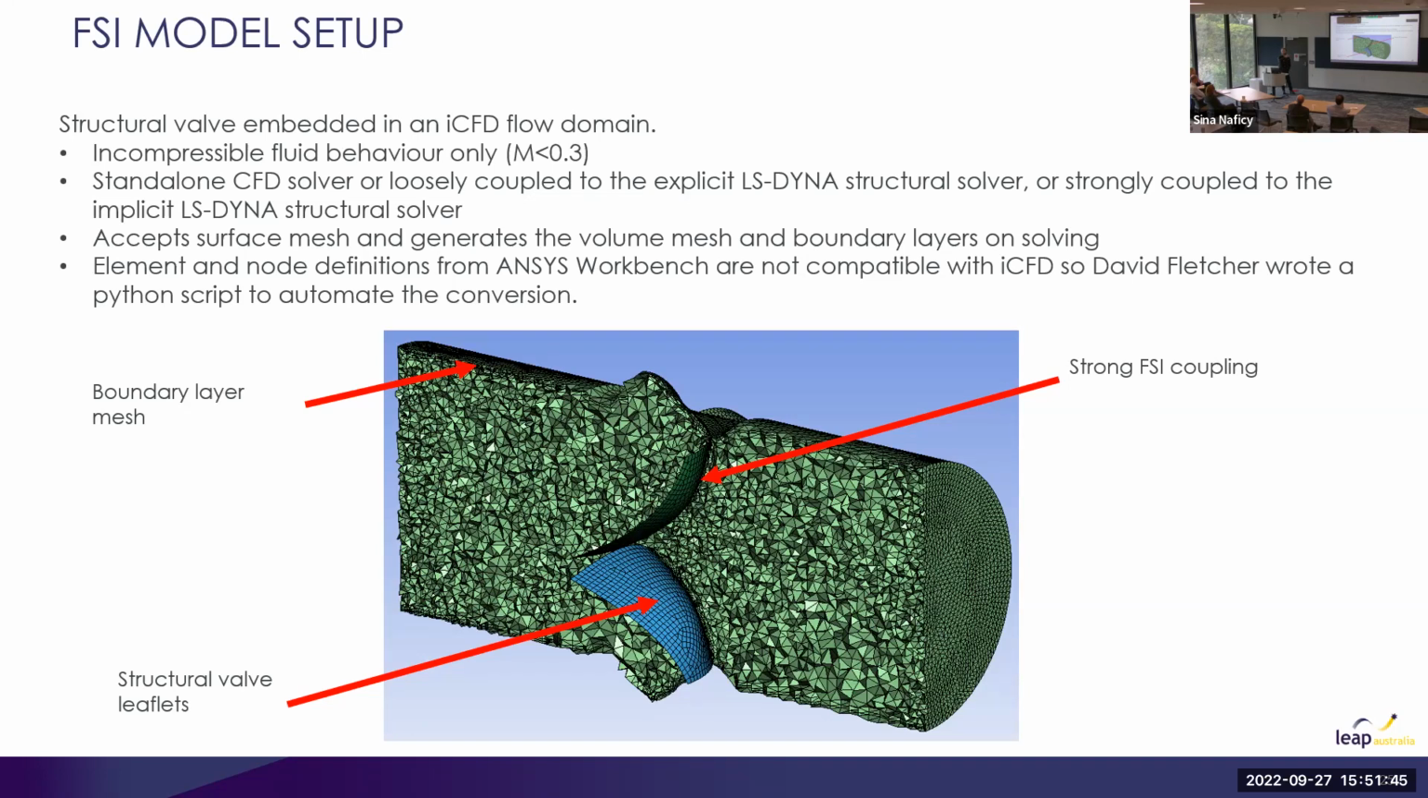We have to generate a surface mesh in the ANSYS Workbench tool, and then we feed this surface mesh into David's Python code. That spits out stuff that we can basically feed straight into the LS-DYNA solver. And then when you hit solve, it generates the volume mesh. So unlike most CFD codes where you spend a lot of time generating a volume mesh and creating your boundary layers, that's all done at runtime. So you just give it a surface mesh, hit solve, and it creates the mesh and then runs with it.